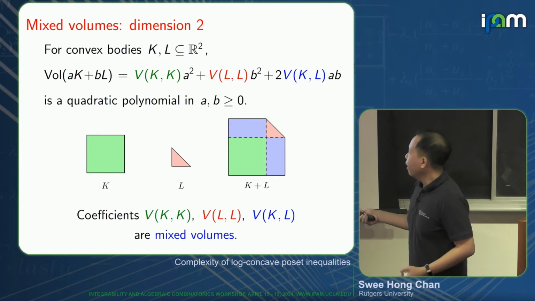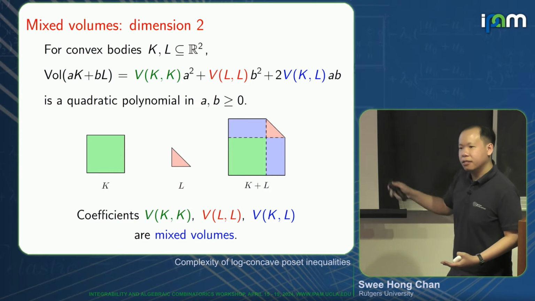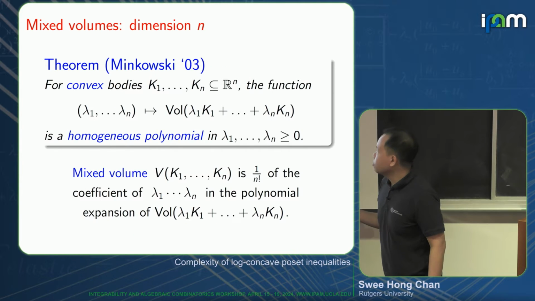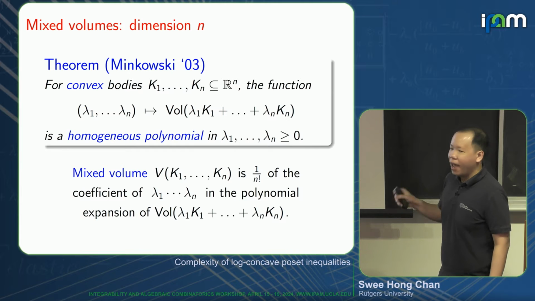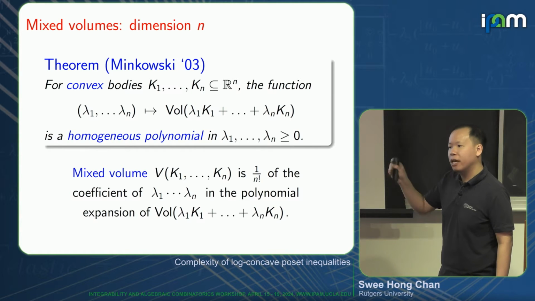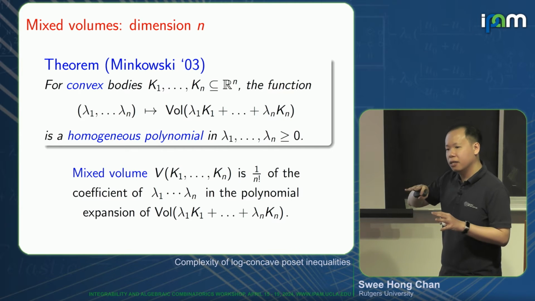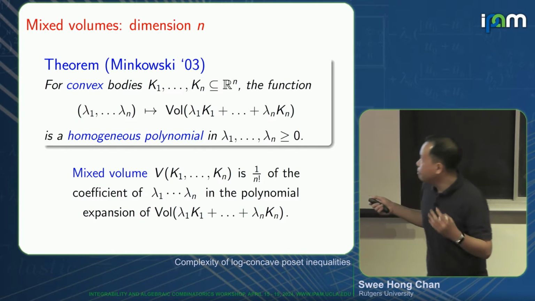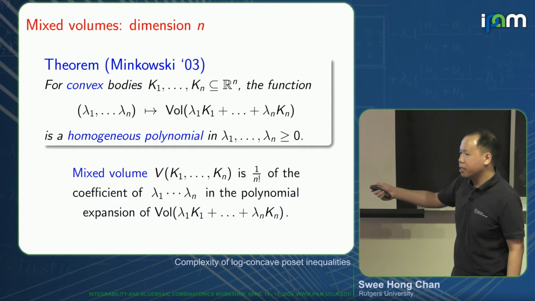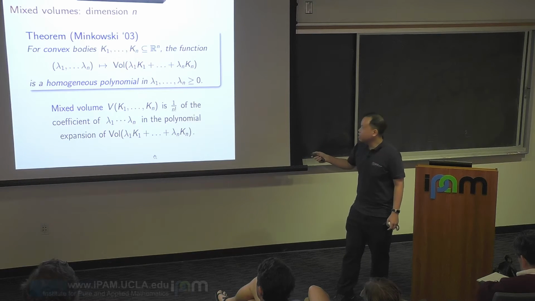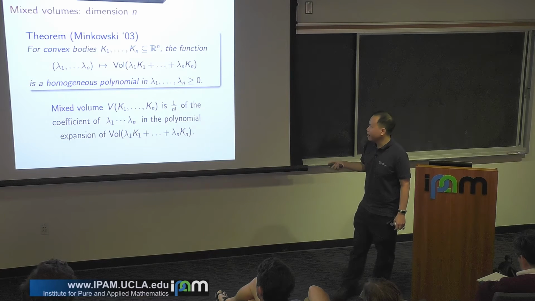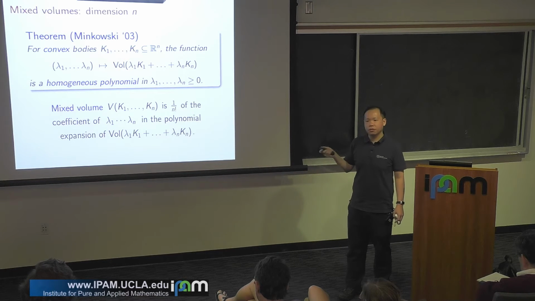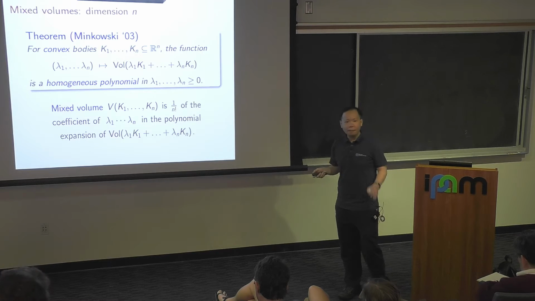Okay? And in fact, this idea of using this as a polynomial actually extends to dimension n. For general dimension, it was proved by Minkowski in 1903 that for any convex bodies, so here we actually need them to be convex. For dimension 2, actually you don't need them to be convex. It can be any bodies that are compact. But for n dimensions, given n many convex bodies, take their Minkowski sum, scaled by lambda_1 up to lambda_n. Again, this volume is a homogeneous polynomial in the variables lambda_1 up to lambda_n. And the mixed volume is now the coefficient of these polynomials. Okay? Up till here, everything good so far?